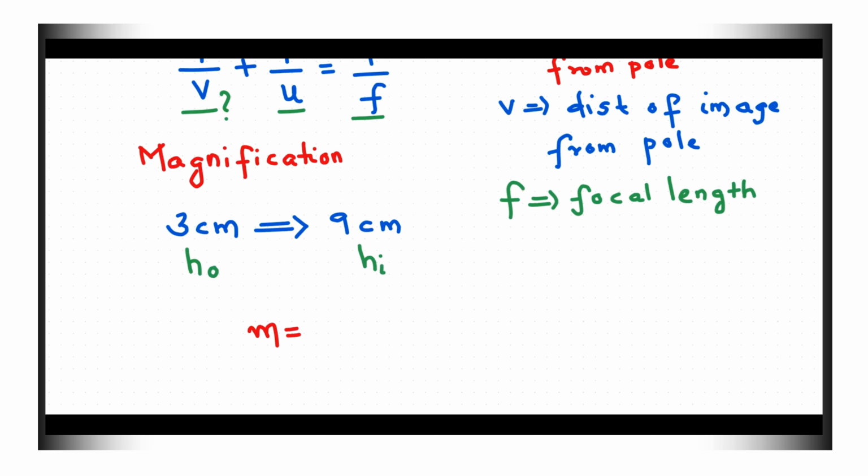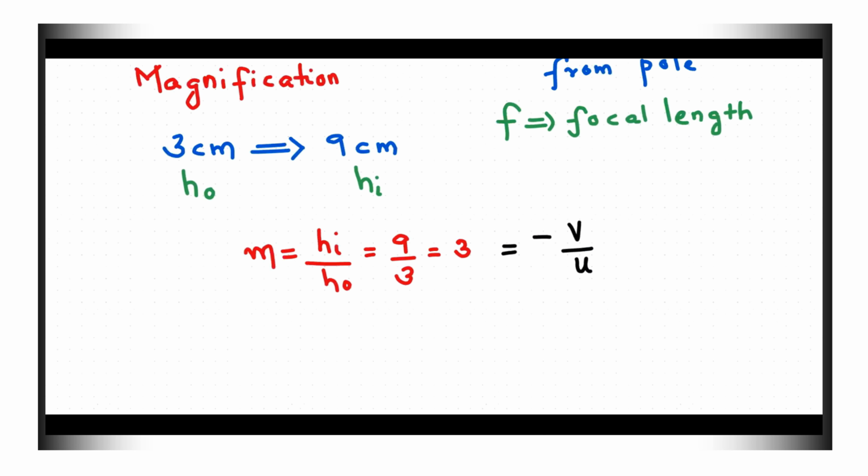How did you get that? HI divided by HO. That means 9 divided by 3 will give us 3. So magnification is the ratio of height of the image to height of the object. Or it can also be calculated with the formula minus V by U. Now, what will be the unit of magnification? There is no unit for magnification because HI and HO are in centimeter, so they cancel. V and U are also in centimeter, so they cancel.